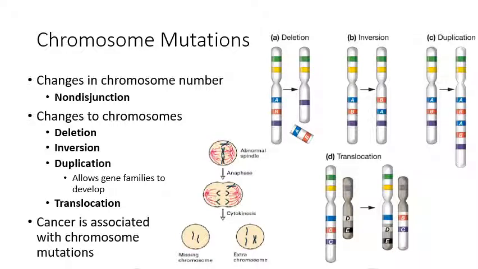Duplication mutations frequently are not bad. They actually can be good because they can give rise to gene families. So you can get extra copies of the genes that can take on different functions. So you gain new functions for the cell. That's a good thing. But sometimes you might end up with too much of those proteins.